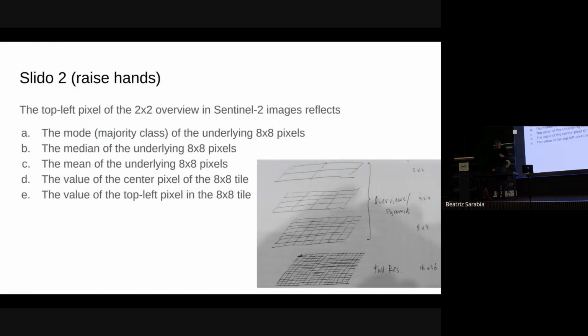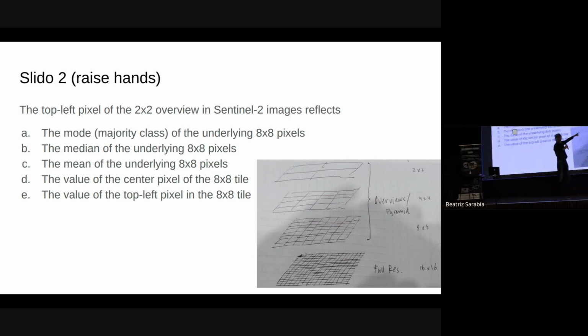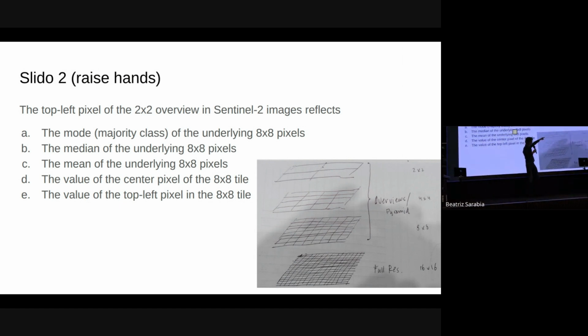So here's question 2. My Slido 2 with raised hands. If I go from this image and create overviews of a Sentinel-2 image, I have these overviews, I'm looking at them. Then the top left pixel on the 2x2 overview, what is it? It represents this section of the original image, right? And the value in this pixel, is that the mode, the majority class of the underlying pixels? Who says yes? The most occurring class?